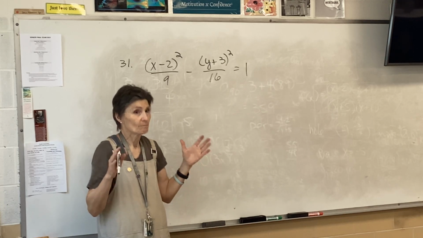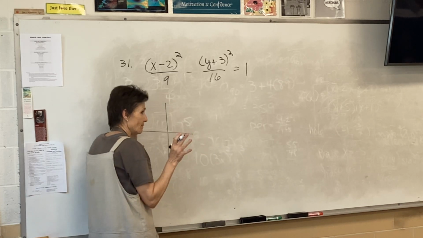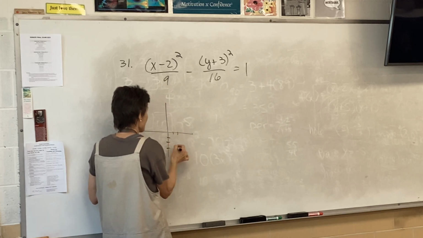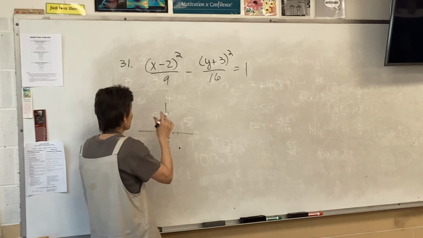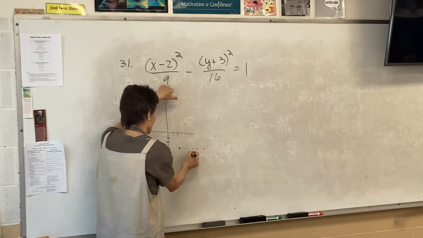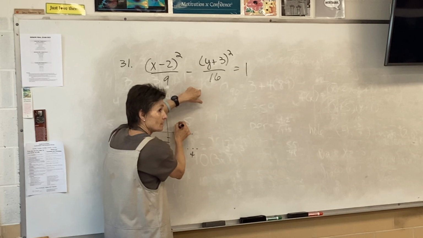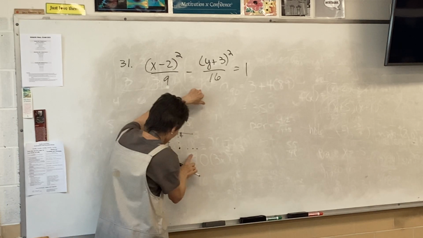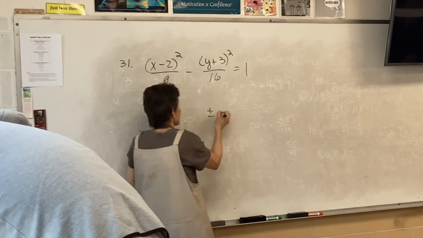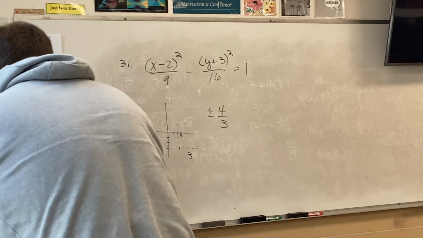Jacob? Rise over run. Rise over run, building the box, right? So you don't have to graph this. You don't have to do any of this writing down, but you have to think about it. My center is at 2, -3. And if I'm building the box, what am I going to do? I'm going to go over 3 and up and down 4. So what's my slope? If I'm going over 3 and up and down 4, then my slope is plus or minus 4/3, right? One of them's positive and one of them's negative. Okay?